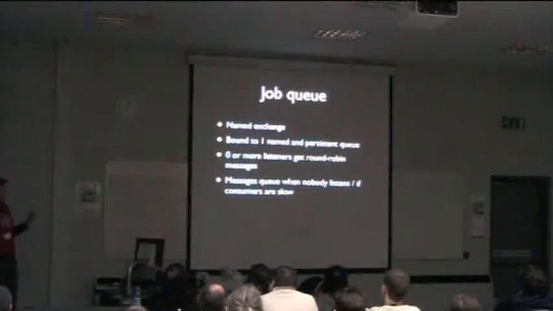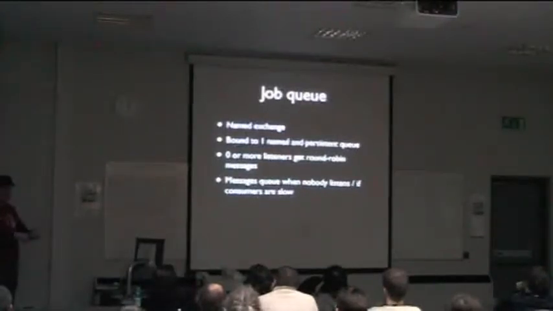So how's the job queue? You have an exchange. You have one queue bound to it. You publish some messages that go into one queue, you have a load of people pulling those messages off, so they get round-robined.